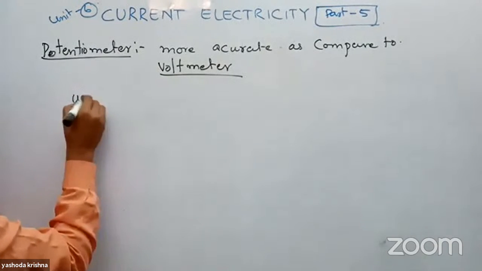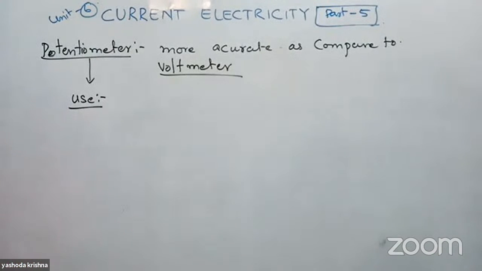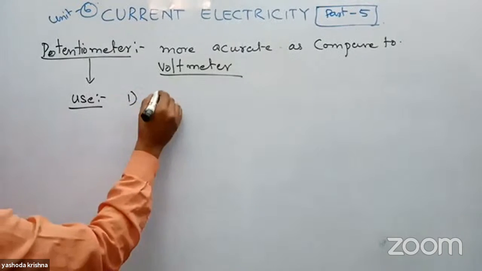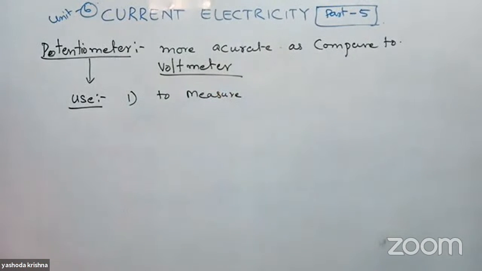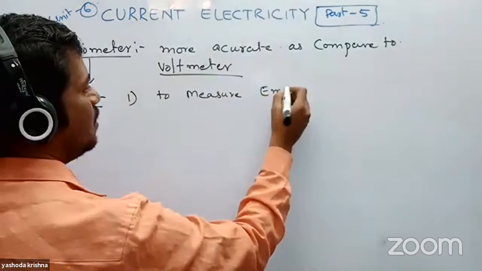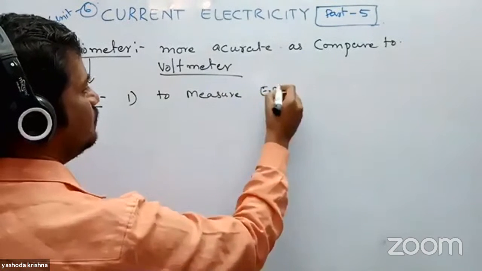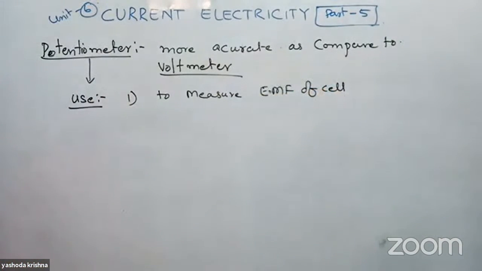What are the uses of potentiometer? First one, to measure EMF of a cell.